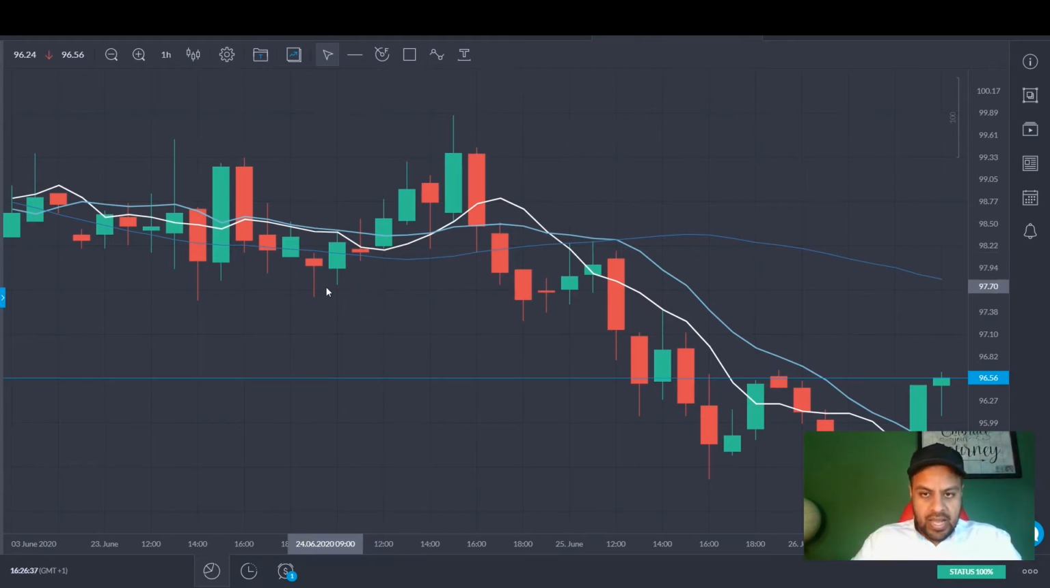Okay. As you can see, this is our 3 moving averages. The white one looks at the last 5 hours. The light blue one looks at the last 10 hours. And the dark blue one looks at the last 50 hours. Okay, how would I use this then in my actual trades?